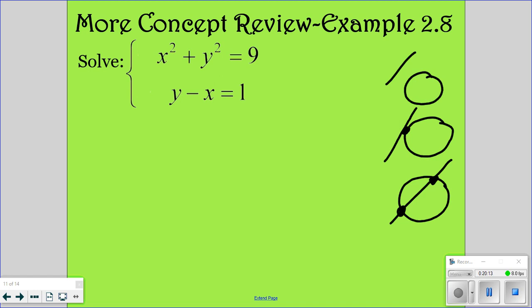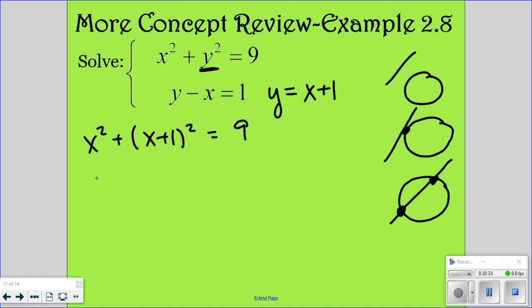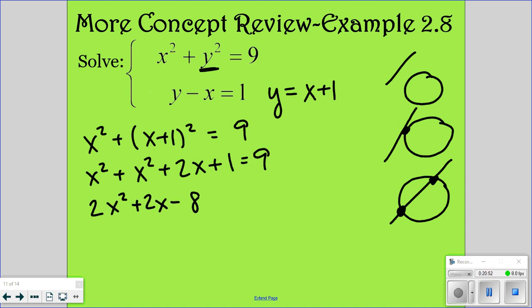So on this one, we're going to use substitution. And I'm going to say for this bottom equation, solve it for y equals x plus 1, and plug that in right here. So x squared plus, instead of y, put x plus 1 squared equals 9. So distribute right here, you get x squared plus x squared plus 2x plus 1 equals 9. I'm going to combine my like terms and put everything on the left side and hope that it factors. So 2x squared plus 2x minus 8 equals 0.